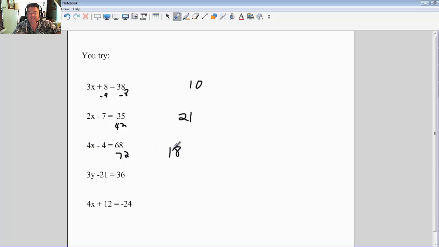I'm thinking 18, I'm pretty sure. Add 21 to both sides, and you get 57, divided by 3 is 19. And minus 12 to both sides, you get minus 36, because remember, negative 24 minus 12 more is negative 36. And divide that by 4, and you get negative 9. Hopefully you got them all right.